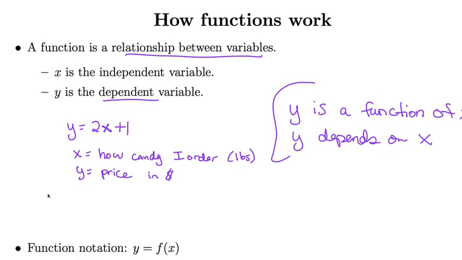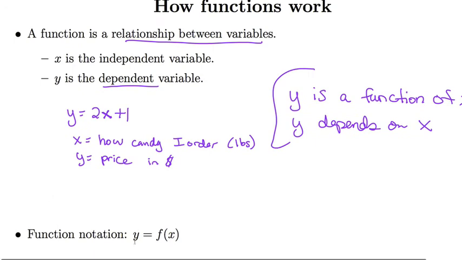We indicate that by writing function notation, y equals f of x. Y is a function of x. That's what that notation means. This notation can be confusing because it almost looks like multiplication. It looks like f times x, right? But it's not. F of x here is sort of one symbol. It's the dependent variable. It's y. So we could write y equals 2x plus 1, or we could write f of x equals 2x plus 1, because y equals f of x.